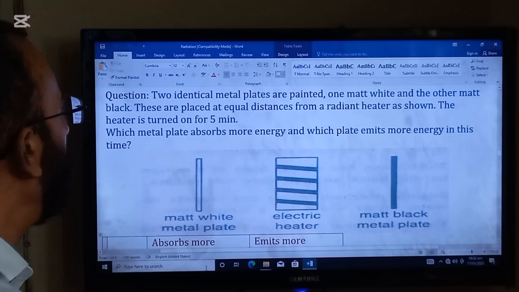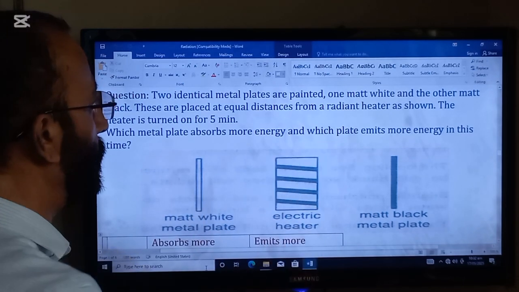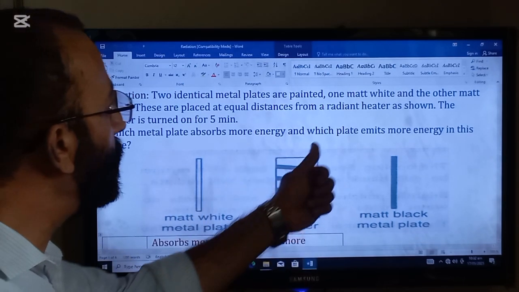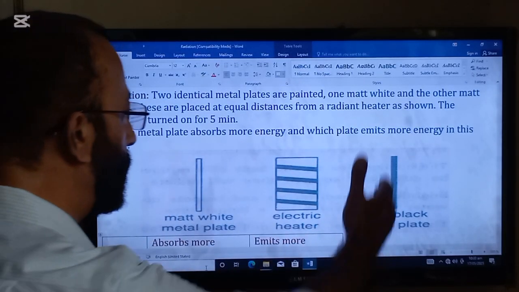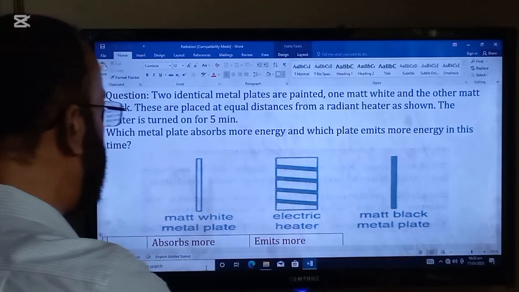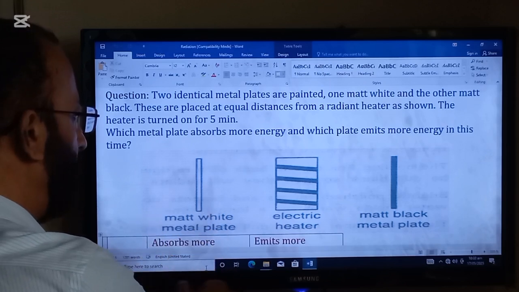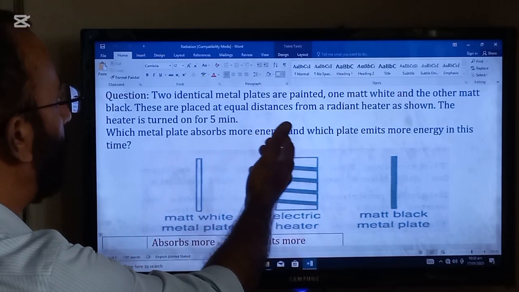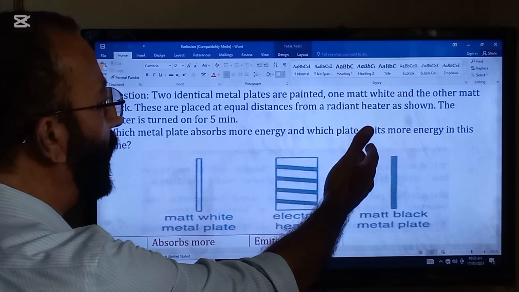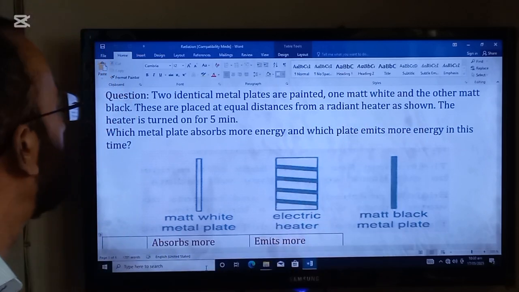Two identical metal plates are painted, one matte white and the other matte black. Here is a matte black metal plate. Here is a matte white metal plate. Here is an electric heater. These are placed at an equal distance from the radiant heater as shown.